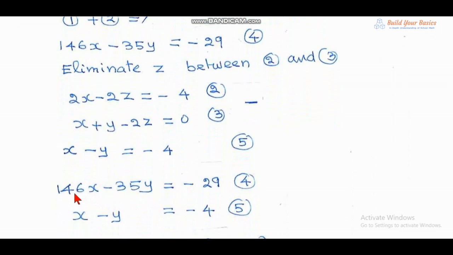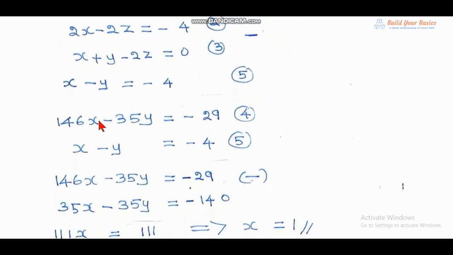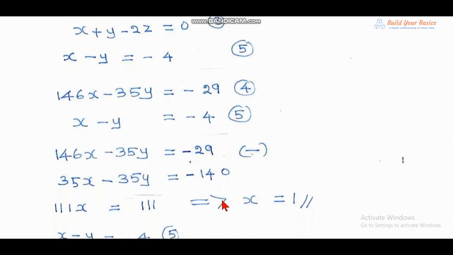Now 146x minus 35y equal to minus 29. That is the fourth equation that we have got. We have got the fifth equation, x minus y equal to minus 4. The two equations have the variables x and y. Two equations, two variables. We can solve. Now the first equation I have taken as it is. The second equation I have multiplied by 35. So 35x minus 35y equal to 35 into minus 4. That is minus 140.